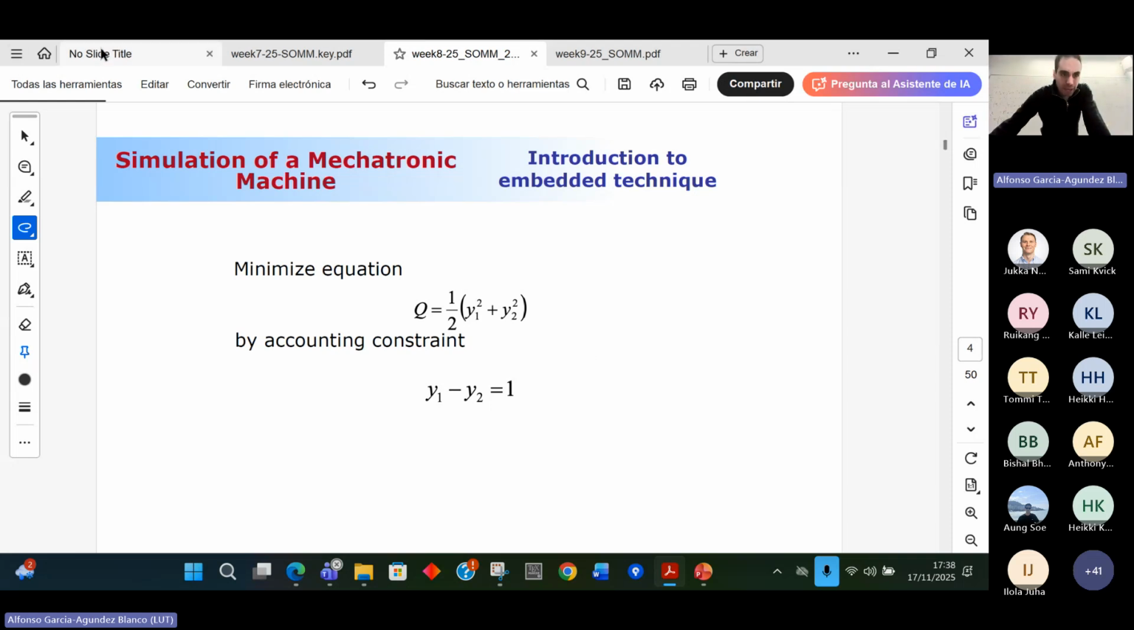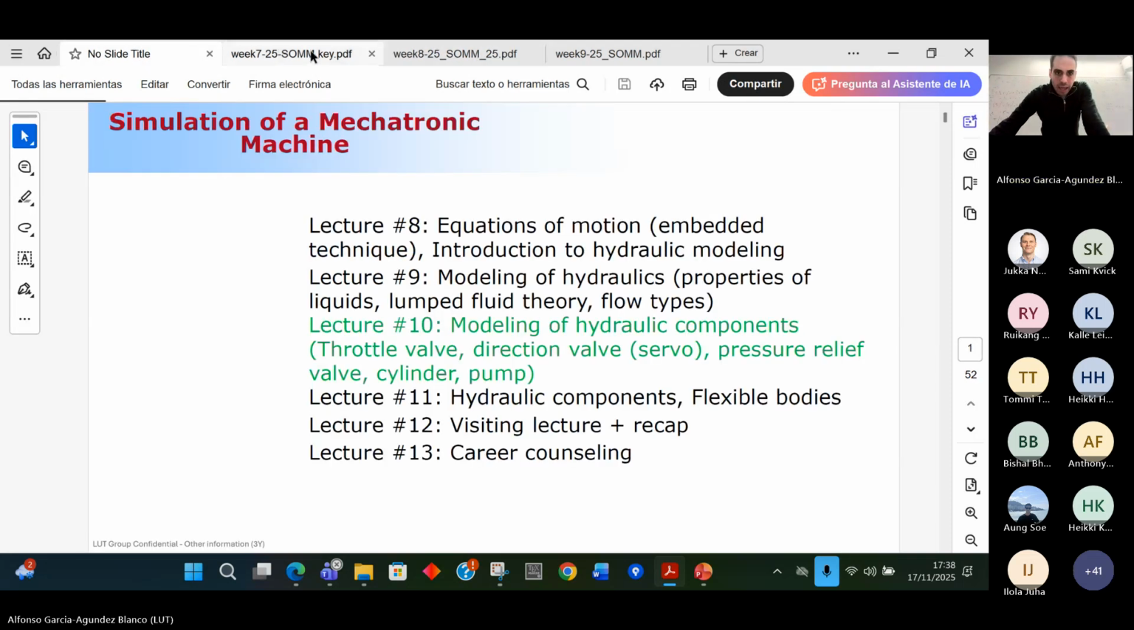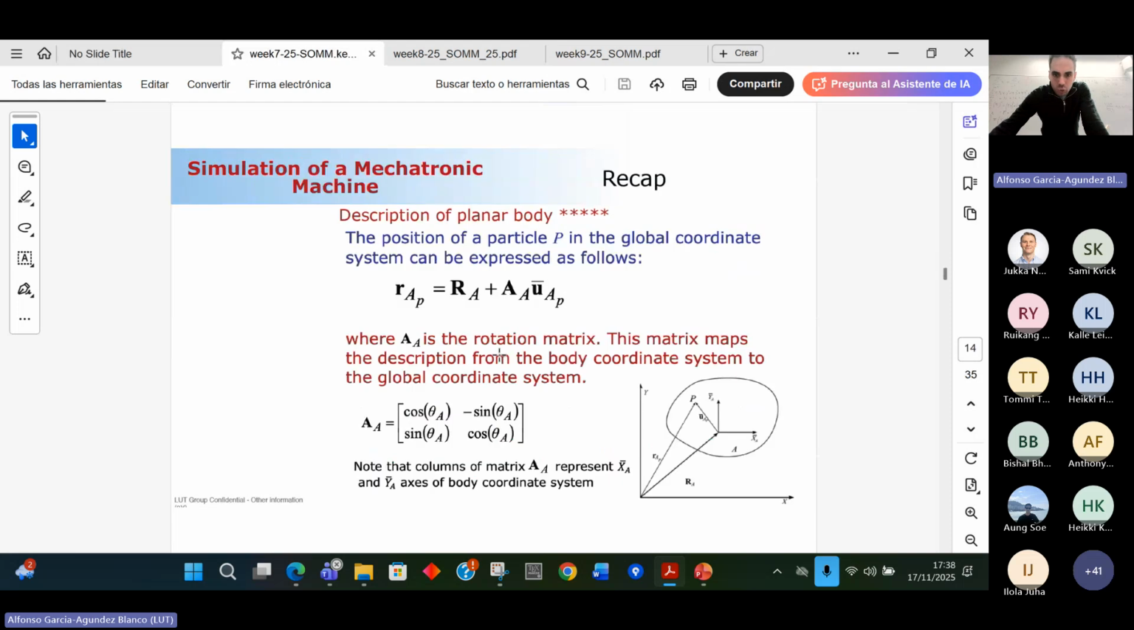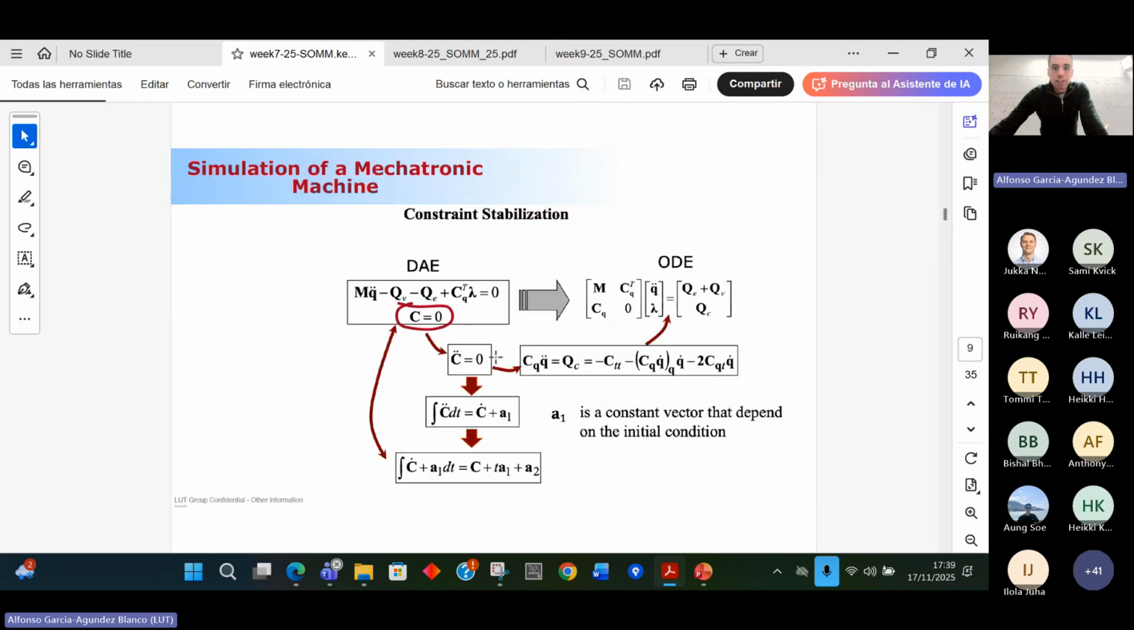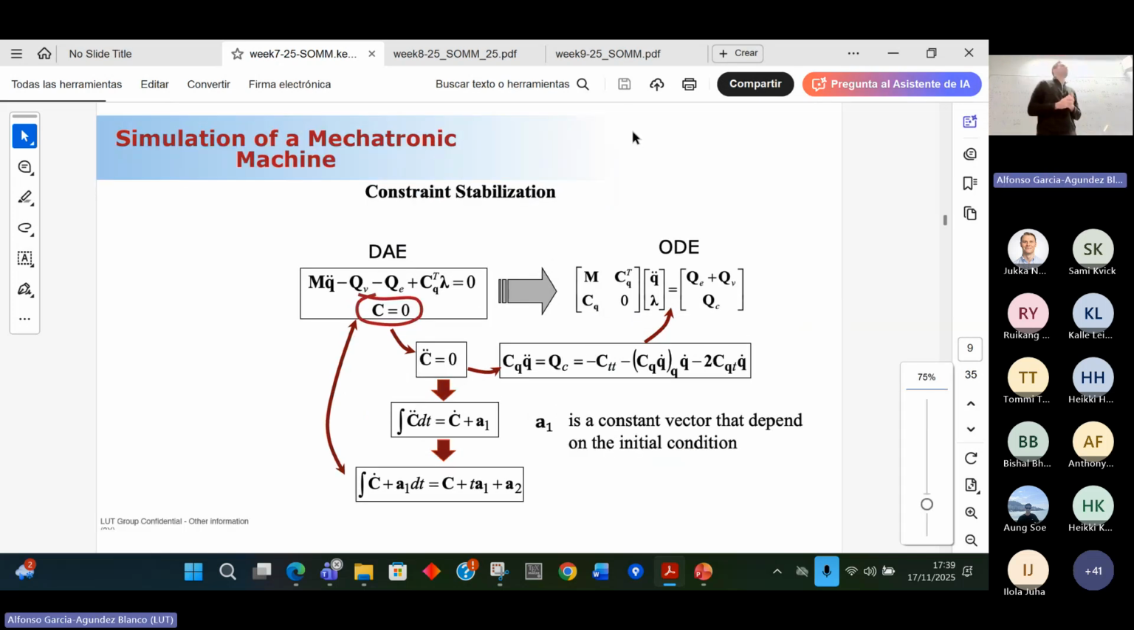So please pay attention. If you remember, and now I'm going to go to week 7, we are going to retake the mechanical modeling of the multibody systems, okay? And if you remember, these were the equations of motion of a multibody system, okay, with constraints. So I'm going to ask you some questions. Could somebody tell me this equation, what does it represent?